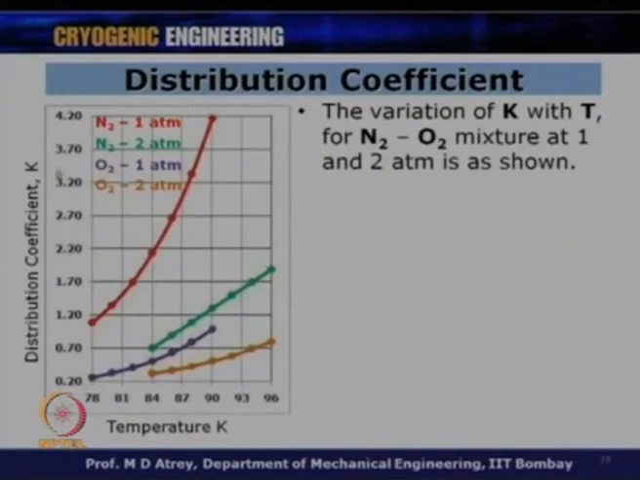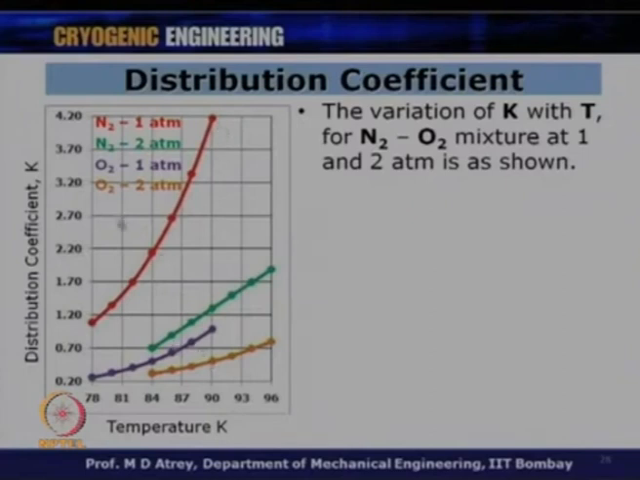If I want to show it as a value of k, what you have seen in the table was the logarithmic value, but on a graph it is just the value of k with temperature at different pressures. So, if I say nitrogen at 1 atmosphere, you can see this is the red line, and this ranges from 77 Kelvin, its boiling point, up to 90 Kelvin. You can see that at 77 Kelvin the value of k is around 1, while it has gone up to 4.2 at 90 Kelvin.